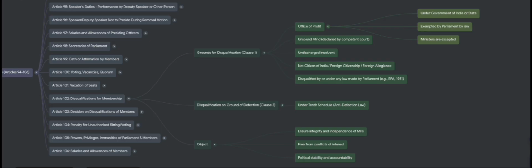Right. And then there's Clause 2 of Article 102, which brings in disqualification on the ground of defection, introduced later by the 52nd Amendment. This is the anti-defection law, often in the headlines.